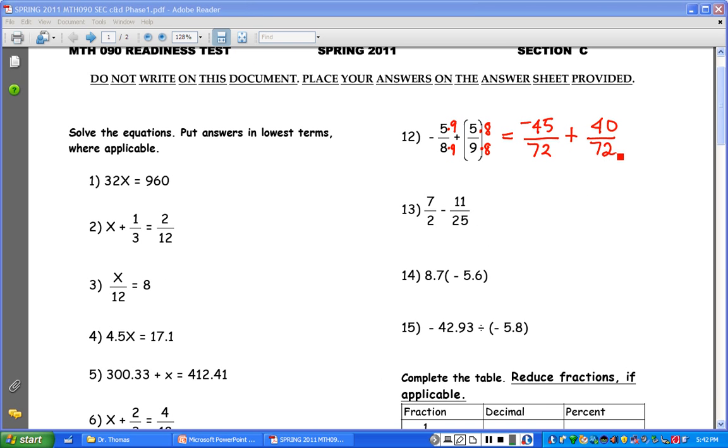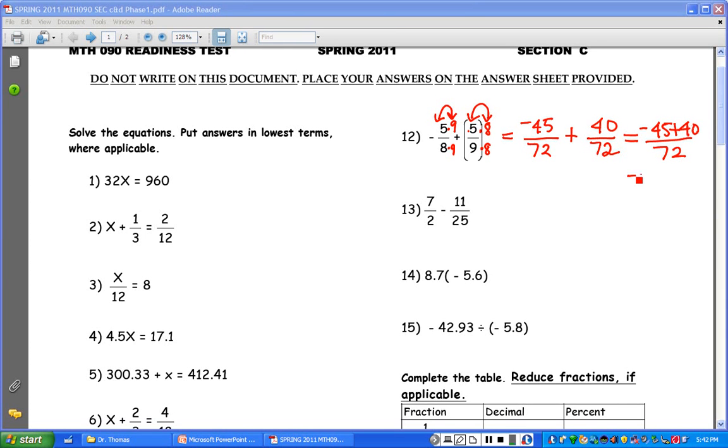So if you're wondering where those numbers came from, all you're doing is multiply this times this, and there's a negative in the front, and this times this. So negative 5 times 9, negative 45, 5 times 8, 40. Now, we have the same denominator, so we can combine the numerators. What is negative 45 plus 40?